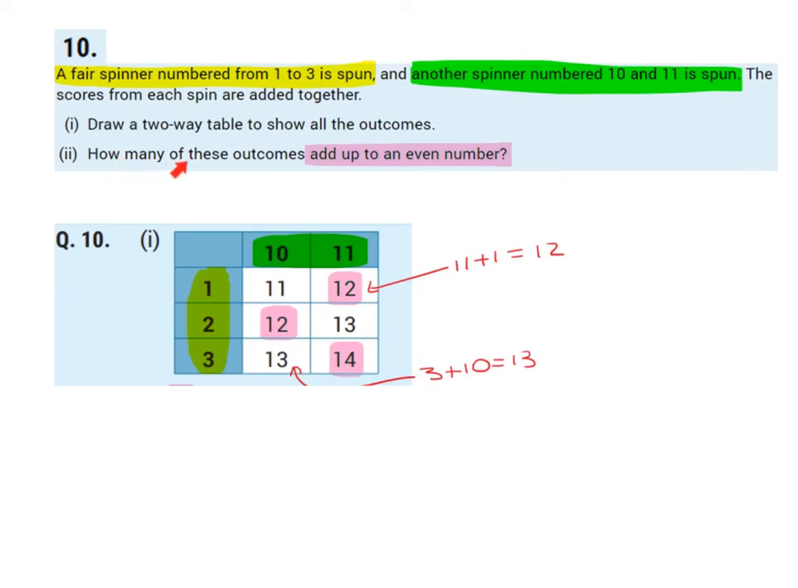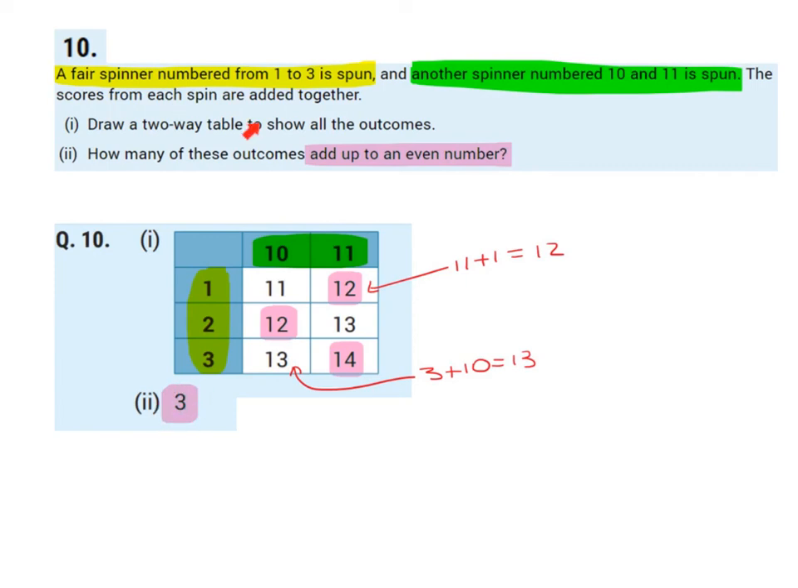Part 2. How many of these outcomes add up to an even number? So I have 6 outcomes. They are 11, 12, 12, 13, 13, 14. So I can see the ones highlighted in pink are even numbers. They are divisible by 2. So the answer to part 2 is 3.